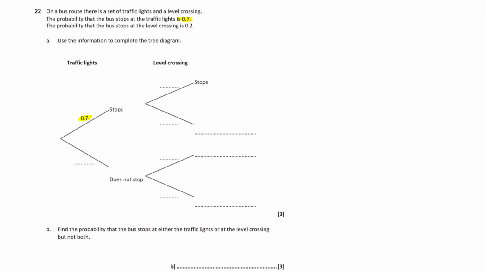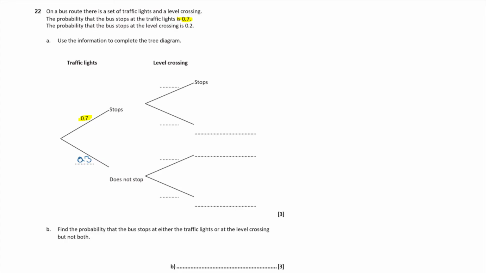Now, all the branches at any point on your tree diagram need to sum to 1, because it has to go down one side of the branch or the other. So all the outcomes need to add up to 1. So if that's 0.7 there, then this must be 1 minus 0.7, or 0.3 for does not stop. So the probability it stops is 0.7, so the probability it doesn't stop is 0.3.